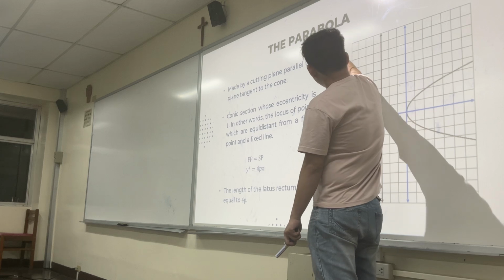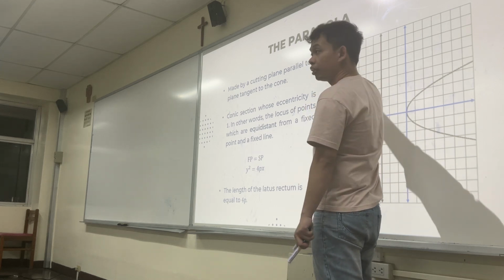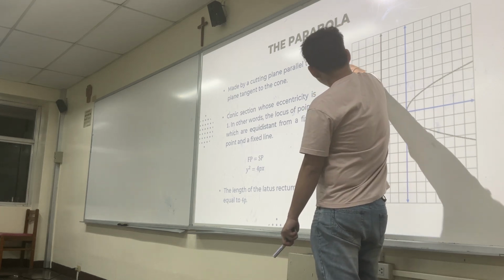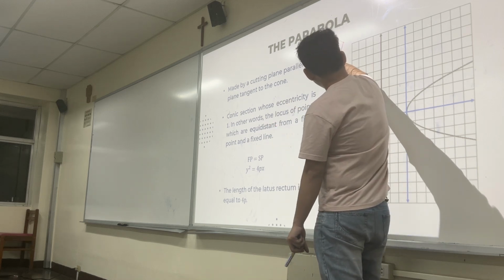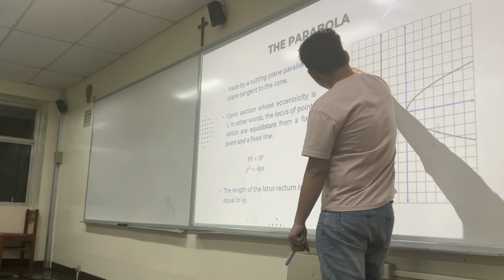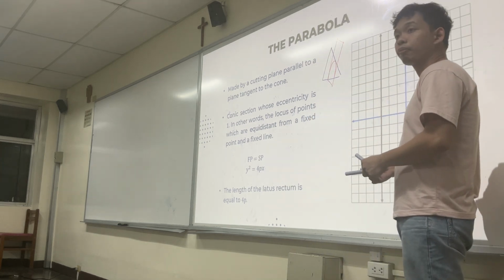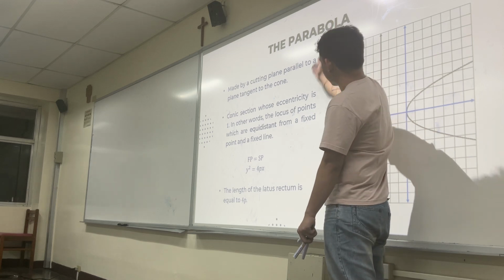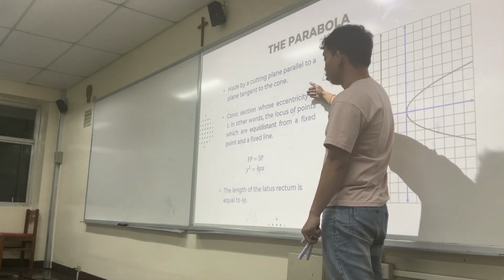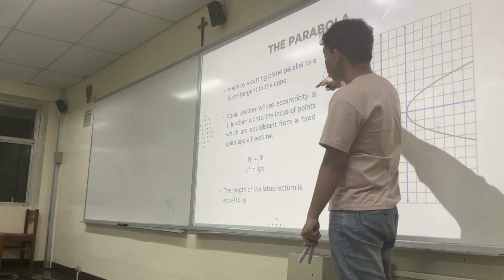This one, this is parallel to each other. Your cutting plane now would be this one. You'll see na you were able to create your parabola. So that one would be your parabola. Again, if you cut using a plane that is parallel to the plane tangent to the cone, you'll be able to create now your parabola.